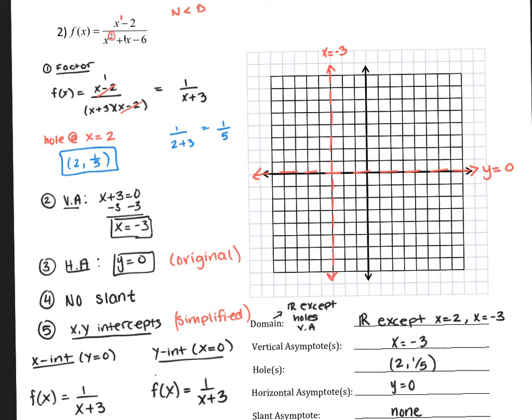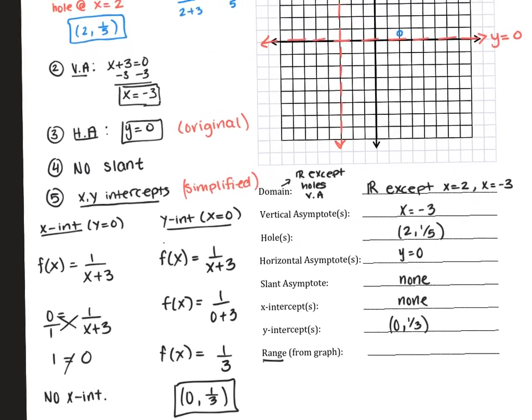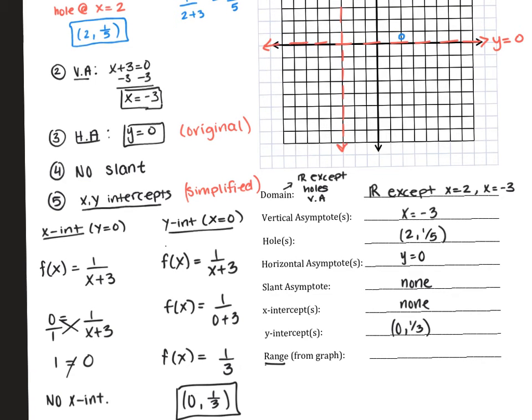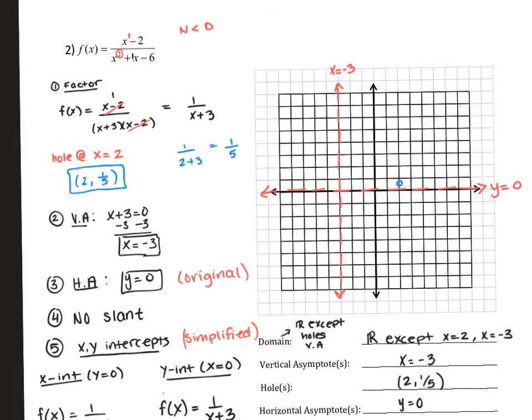I have a hole at (2, 1/5). So we're just going to draw a little bit of a sketch here. So 2 and then 1/5 would be somewhere around there, right? Over 2, up 1/5. And it looks like we have a y-intercept of (0, 1/3). So I'm going to go ahead and plot that point. So we have the point 0, and then 1/3 would probably be somewhere around here.